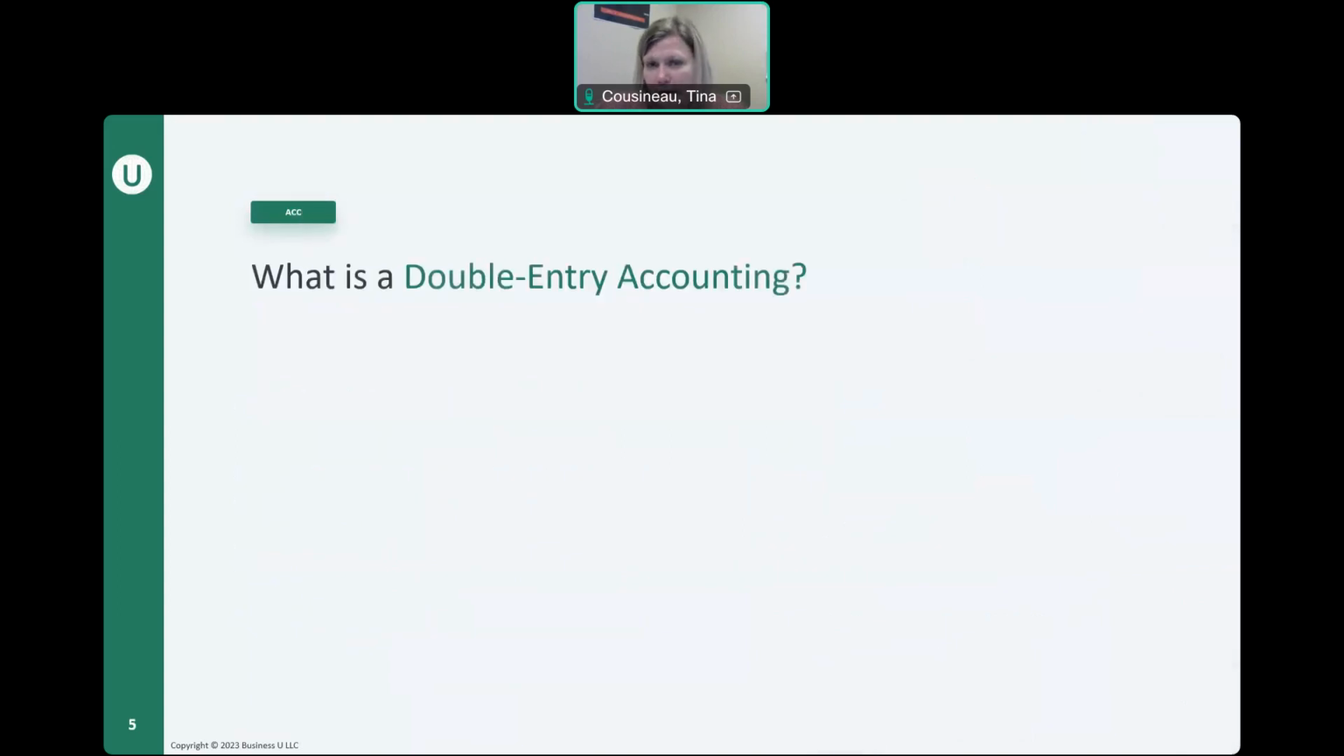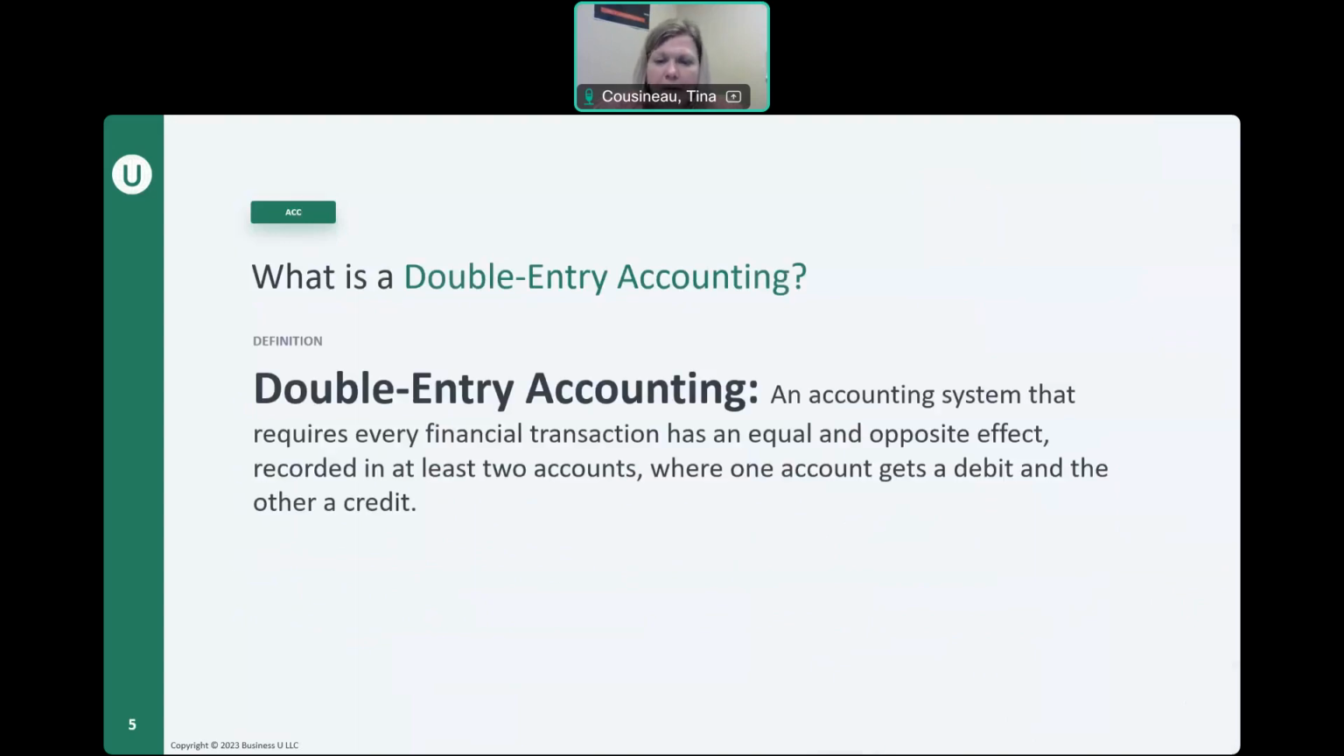So what is double entry accounting? Just by definition, if you think about it, double is 2. So we have 2 entry accounting. So what does that exactly mean? Double entry accounting is an accounting system that requires every financial transaction to have an equal and opposite effect. It's recorded in at least 2 accounts, where one account has a debit and one account has a credit.